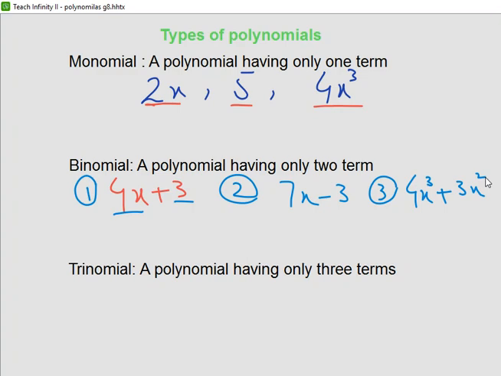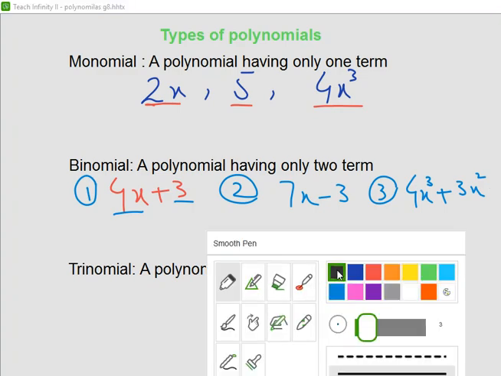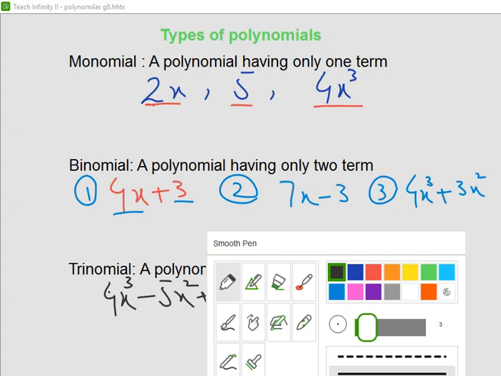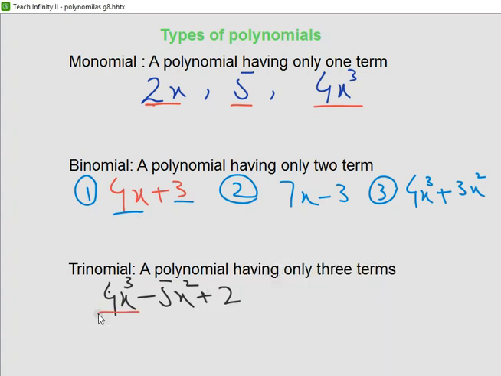Now the third one is trinomial. A polynomial having only 3 terms is called a trinomial. Tri means 3. Now look here, I am going to write an example of a trinomial: 4x cube minus 5x square plus 2. Now you can see here we have 2 mathematical operators, plus and minus, and here we have 3 terms: 1, 2 and 3. So that is why it is called a trinomial.